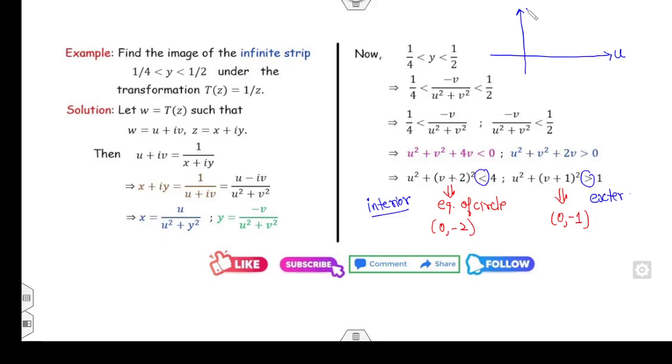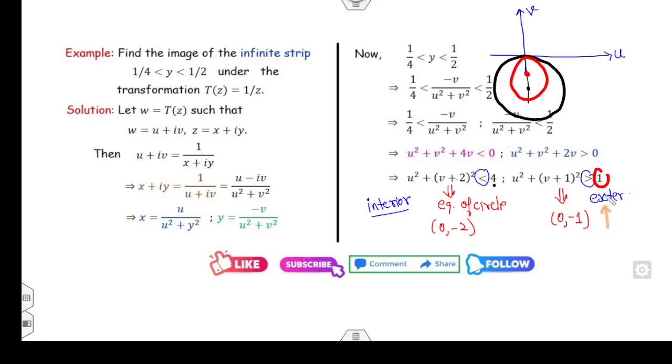U, V. What is the center? 0, minus 2. This is my minus 2. Fine. So if you draw the graph, this is the equation of the circle with center 0 comma minus 2, and the radius is 2. In this case, the center is 0 comma minus 1. This is 0 comma minus 1, and the radius is also 1. So the graph will be, fine. Now you can see how you can shade them.